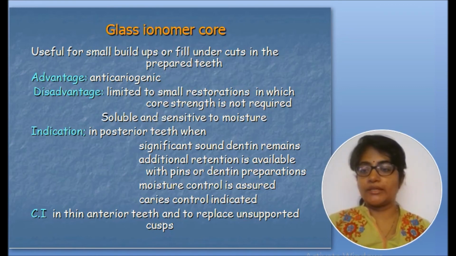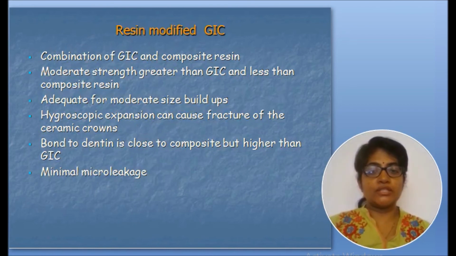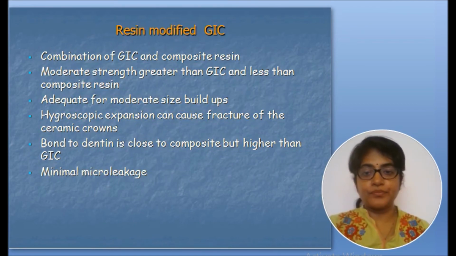replace the unsupported cusps. Resin modified GIC has a combination of GIC and composite resin. It has moderate strength, greater than GIC and less than composite resin, and therefore it is suitable for moderate size core buildups.